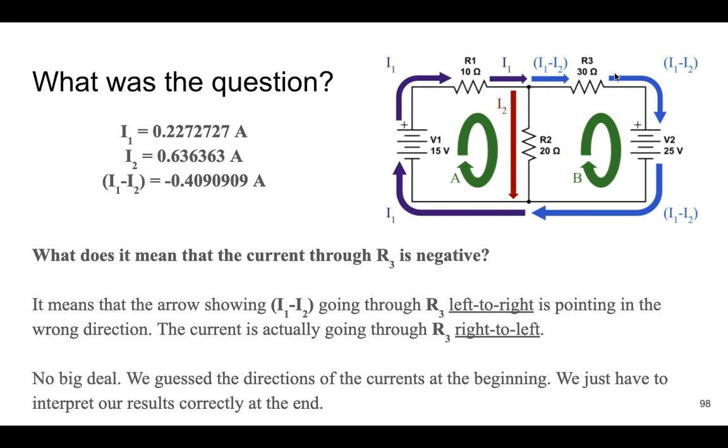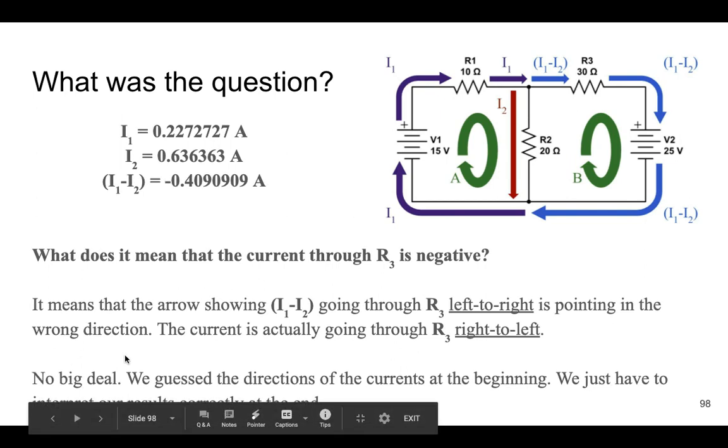It's not a negative number going this way. It's a positive number going this way. So it's going counterclockwise through here. So again, that's not a big deal. I'm not mad at myself for guessing wrong.